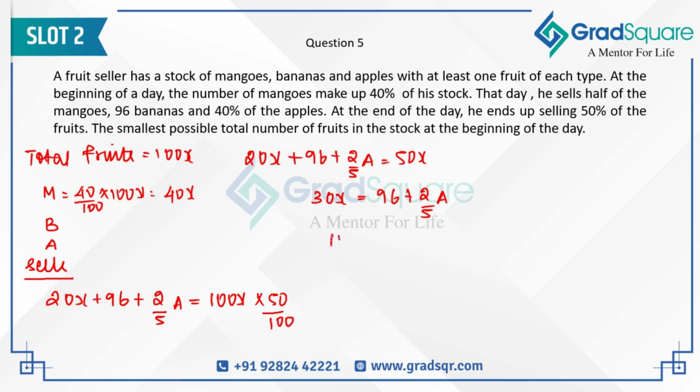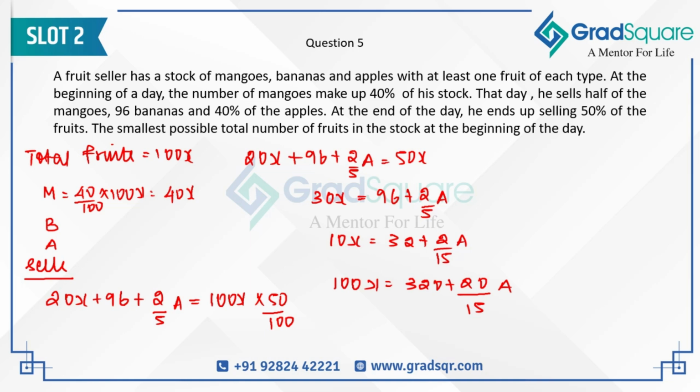So let me convert this as 10x first. So this is going to give me 32 plus 2 by 15a. Okay, and I have to find the value of 100x now, so I'm going to multiply this equation by 100. So this is going to be 100x equals 320 plus 20 by 15 times a.